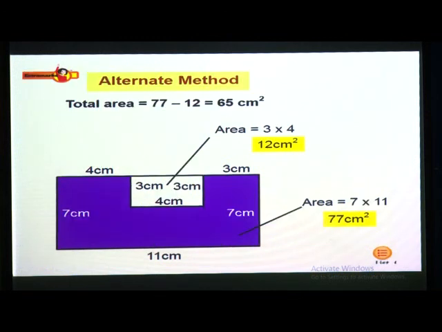Okay. Now one more same question but a different method to solve it. We can see here. Let us first find the total area including this part also. We have the bigger part here 11 centimeter and this side is 7. So 11 sevens are 77 centimeter square.